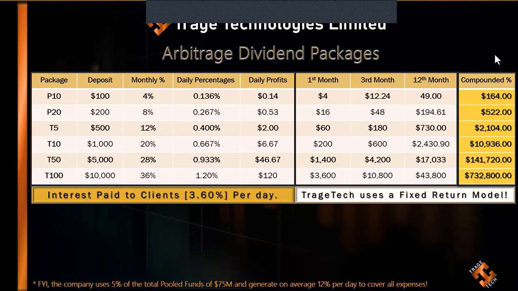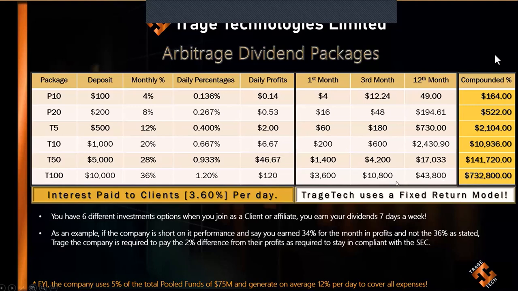Trage has decided to flip the script and give you the money so that in 1 year your $10,000 can be worth $732,000 because you can do what? Compound every single day. It gets better than that. Watch this.